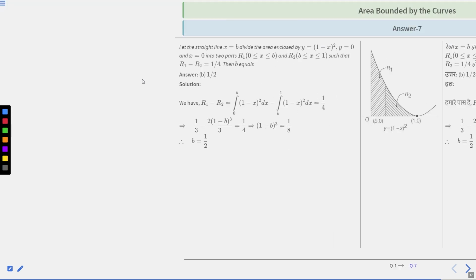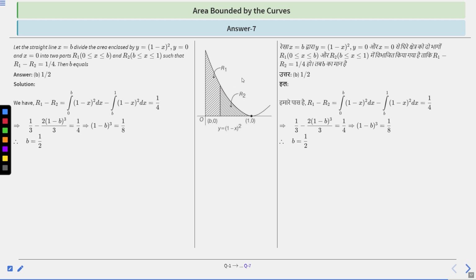Okay, let's move to the solution, part C. This is our given curve, and this area is R1, which is basically the integral from 0 to b of 1 minus x whole square dx. And this is R2, that is from b to 1, 1 minus x whole square dx. Now R1 minus R2 is basically the integral from 0 to b of 1 minus x whole square dx, minus the integral from b to 1 of 1 minus x whole square dx, is equal to 1 by 4.